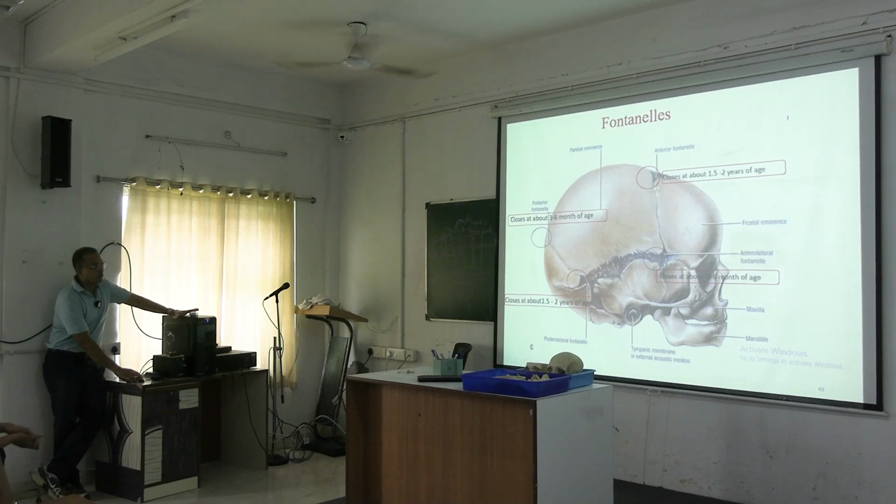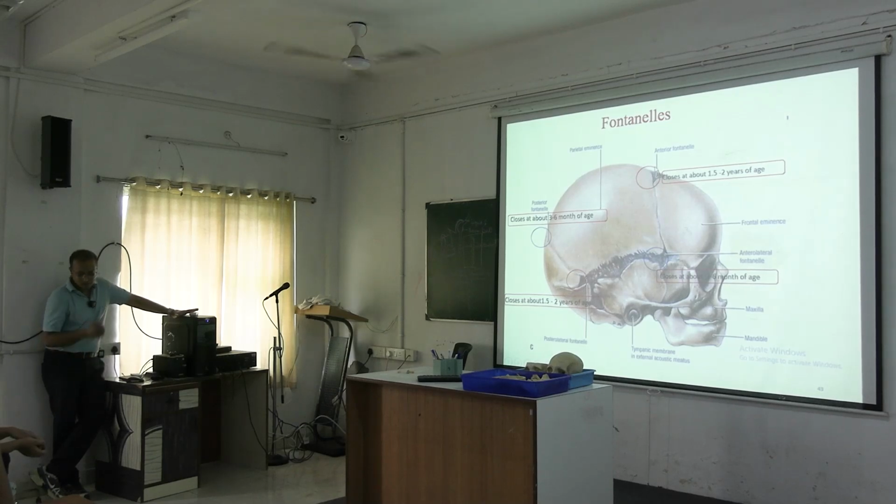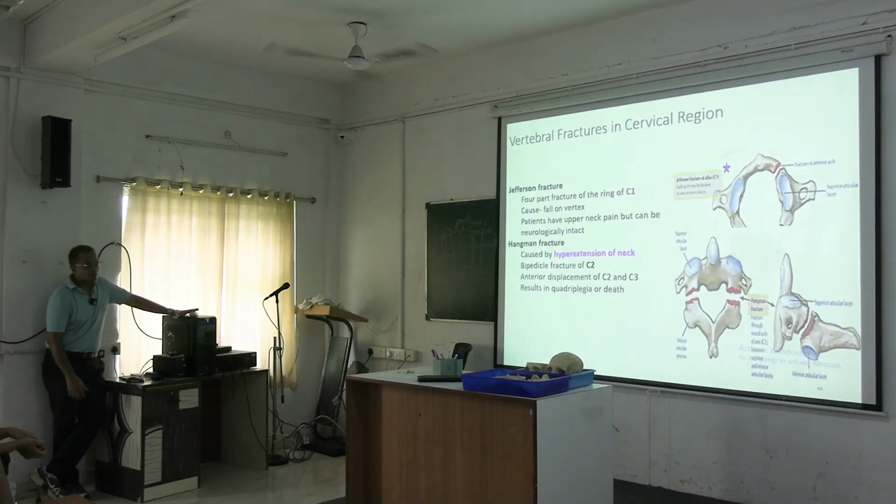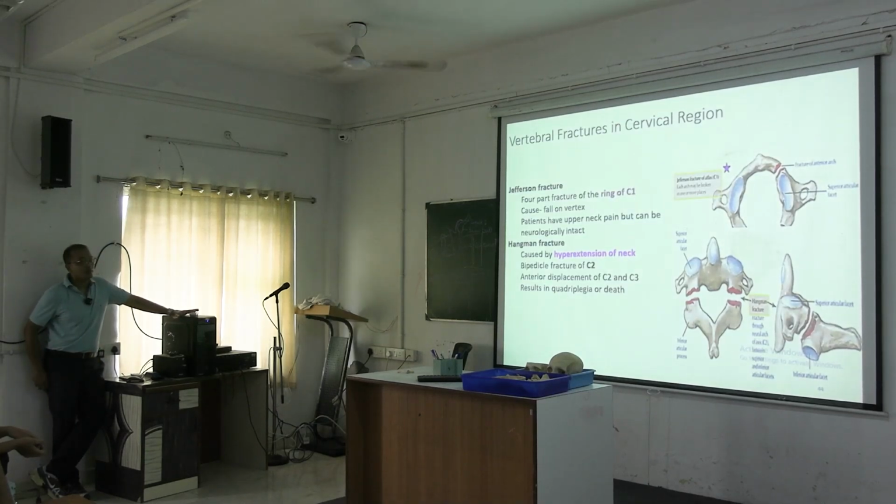These fontanelles are related to the bregma and the lambda. The anterior one closes at the normal age of 1 to 1.5 years, up to 2 years, and the posterior one closes a little earlier, by 6 months of age. The fontanelle is a bony gap, a bony deficiency present in the skull as we are born, and we have to know its clinical significance.